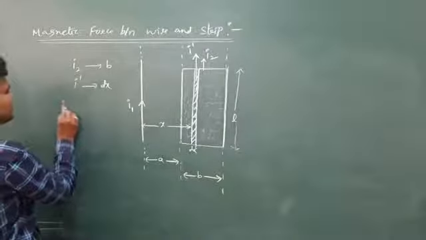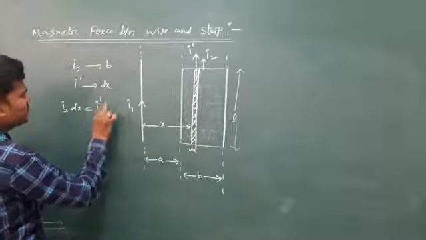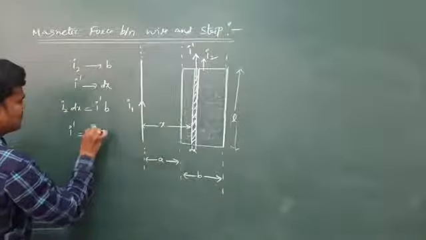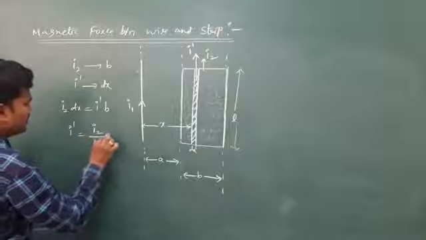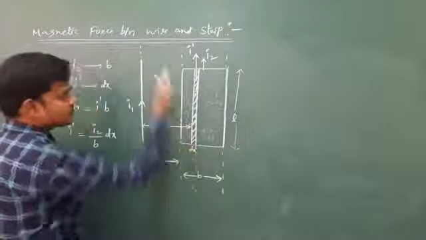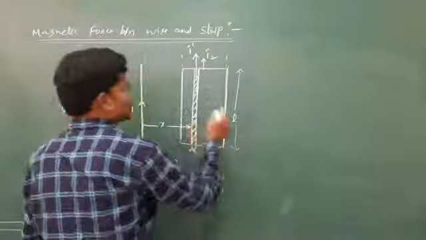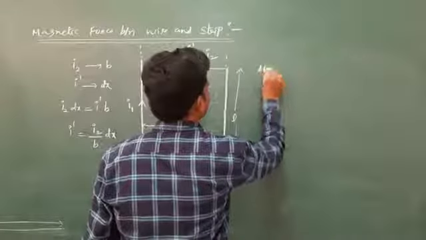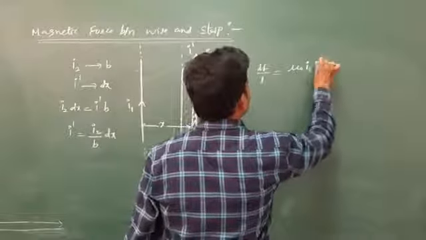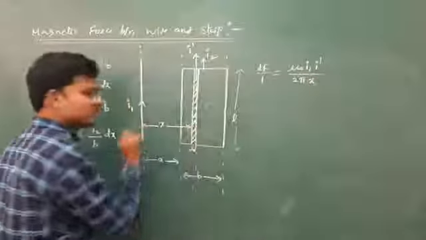Do the cross multiplication and you will get I2 into dx equals I dash into B. Then how much current is there in a small strip? I dash equals I2 by B dx. So I dash is like a straight wire. Then you apply the formula. The magnetic force between them, force per length, dF by L equals mu naught I1 I dash by 2 pi x. The gap is x.